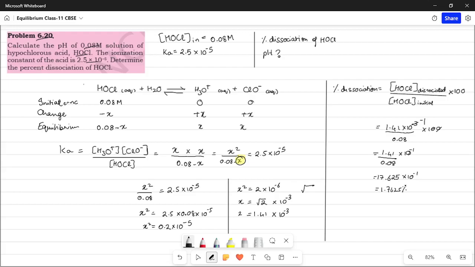So what we did was we just used the dissociated divided by the initial concentration to get the percentage value. The last one we need to do is figure out the pH. pH is going to be equal to minus log concentration of H plus. So minus log 1.41 into 10 to the power minus 3. So it will be minus log 1.41.